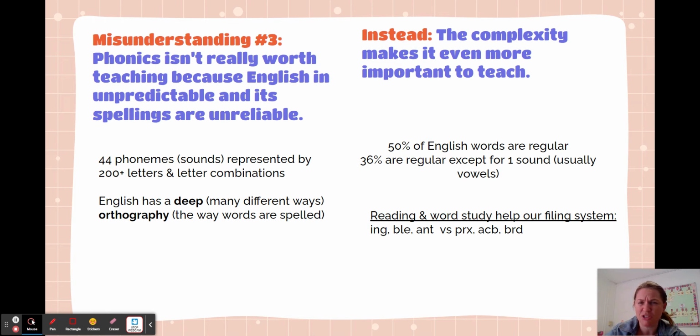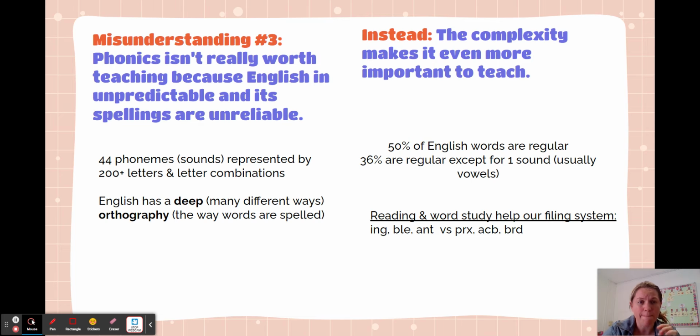Next, phonics isn't really worth teaching because English is unpredictable and its spellings are unreliable. I've said it. I'm sure you've all said it. Oh, English is crazy. English is hard. But the complexity of it actually makes it even more important to teach all of these things. At first, you might think, okay, there's 44 phonemes or sounds, and they're represented by more than 200 different letters and letter combinations.